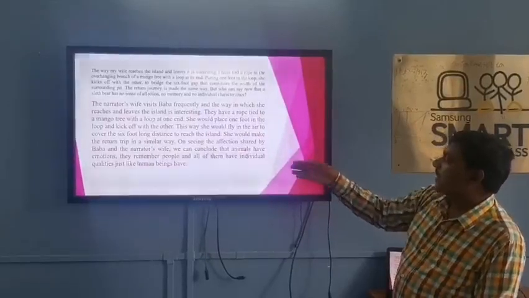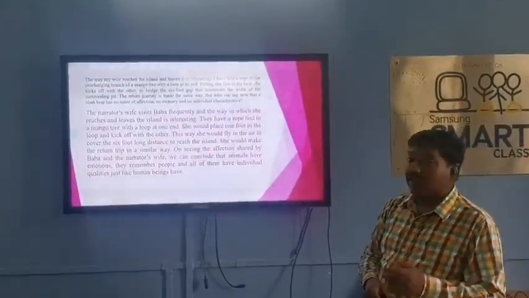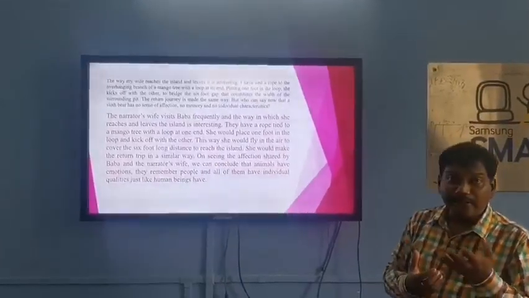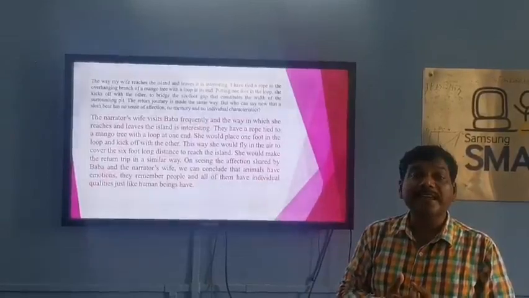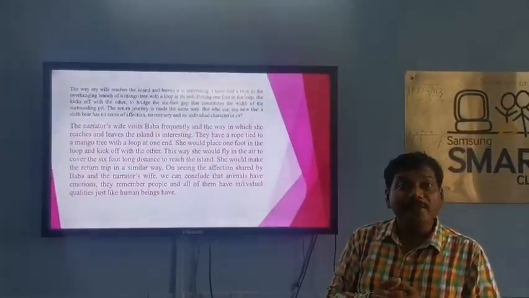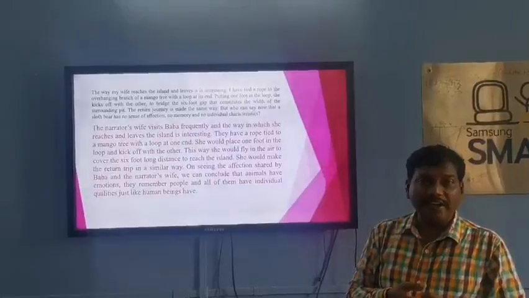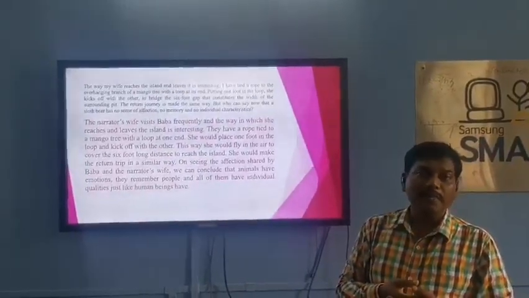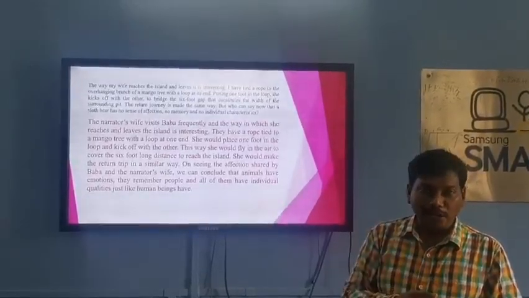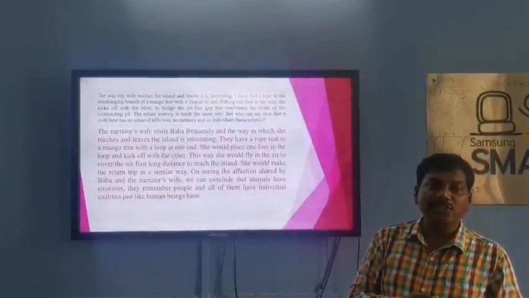On seeing the affection shared by Baba and the narrator's wife, we can conclude, and this is also the message of this lesson, that animals have emotions. They remember people, and all of them have individual qualities, just like human beings have. So we can also make a strong bond of relationship with animals. If we wish, we can shower them with love and affection, and we should do it to protect their life, for their betterment, to balance our ecosystem. Therefore, this lesson also teaches us that wildlife is to be secured and protected.